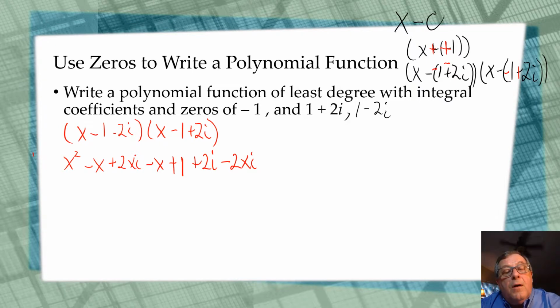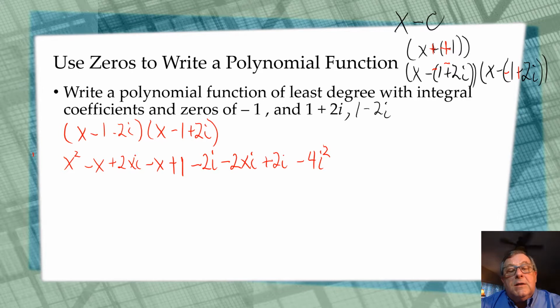Oh, made a mistake right there. That should be -2i. All right, -2i times -1 is positive 2i. And then -2i times positive 2i is -4i squared. Well, let's see if there's anything we can get that's going to cancel out here.